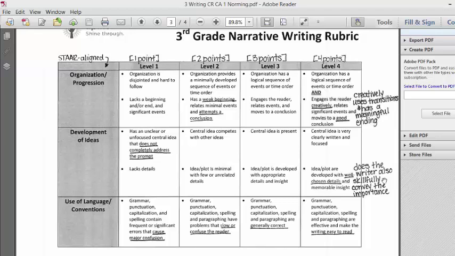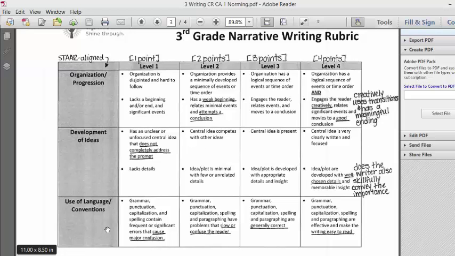But if you get to level 4, that means the writer skillfully conveys the importance of this event. And the best way I can say that is that they wrap it up in a way where you almost have feeling and emotion behind that event, and you can definitely tell why it was so important to the writer.